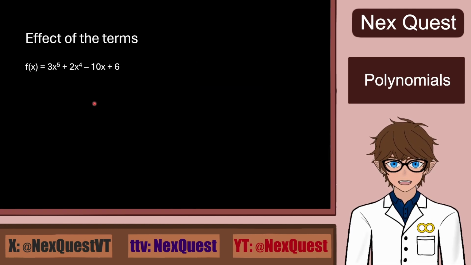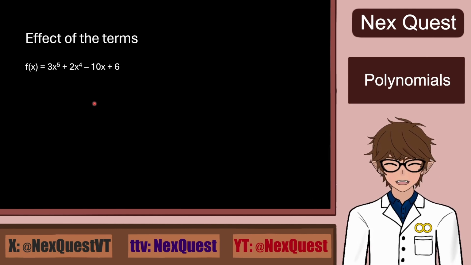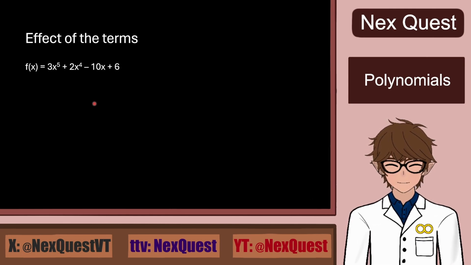Now to finish this lesson off, I will show you a typical behavior with polynomials, which is how the terms influence it, of sorts.